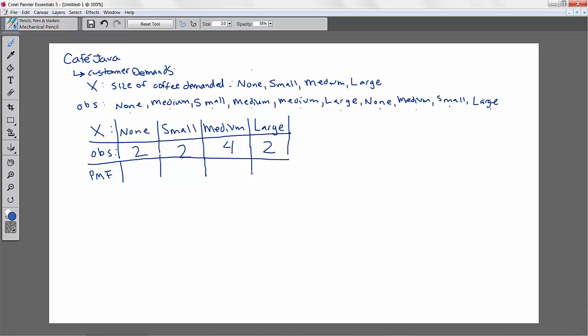Now, if we wanted to use this data to describe a probability mass function, we can use these observed frequencies to infer what the associated probabilities are. Remember that a PMF is the probability that a random variable, in this case x, takes on a particular value we'll call little x. For example, the probability of a customer ordering none appears to be 2 instances out of our 10 total observations. So 2/10 is a probability mass of 0.2.